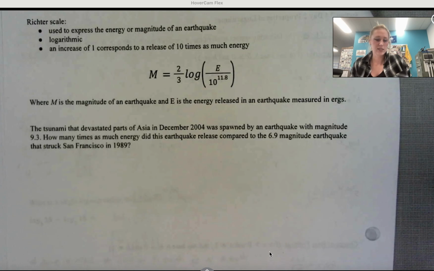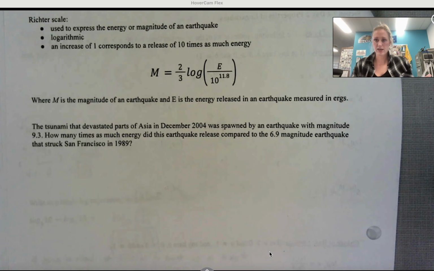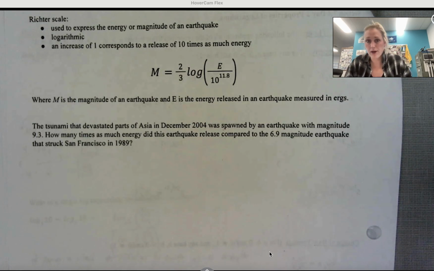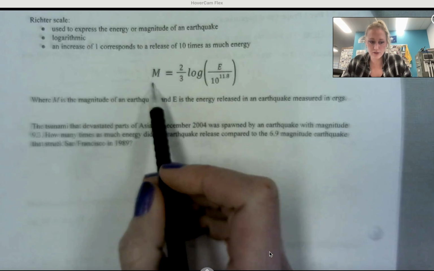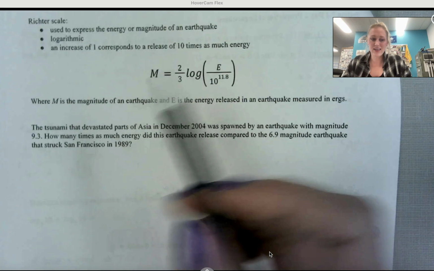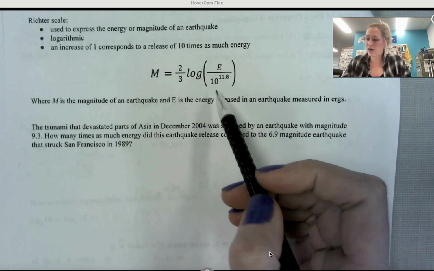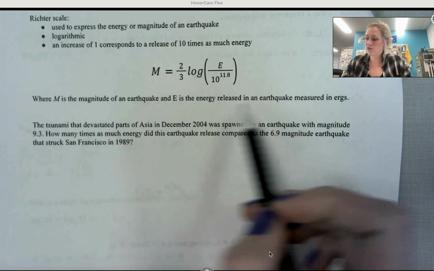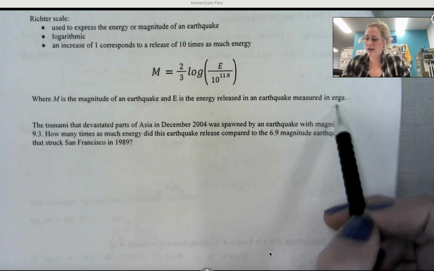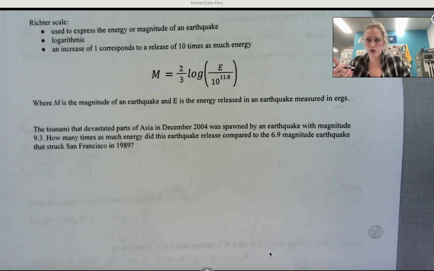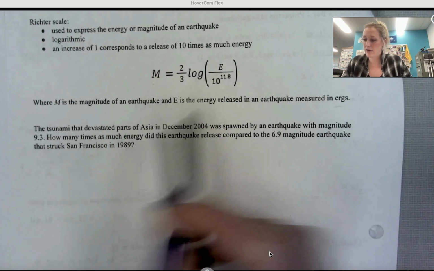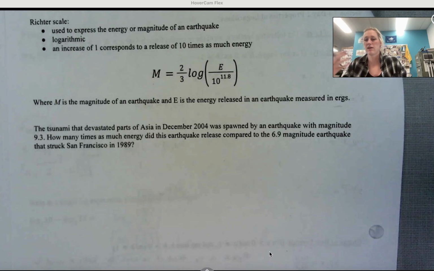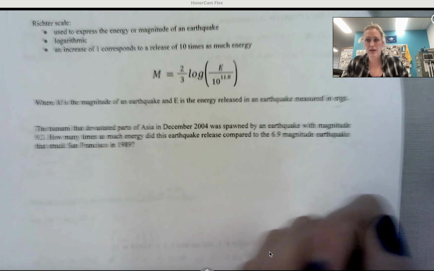Okay, the Richter scale is actually a logarithmic scale. The Richter scale is used to measure the magnitude of an earthquake. So M here stands for magnitude, and E is just the energy released in ergs. So it's the energy. Magnitude is like the actual reading we would see on a Richter scale. So when they say it was an 8 on the Richter scale, that's the magnitude.